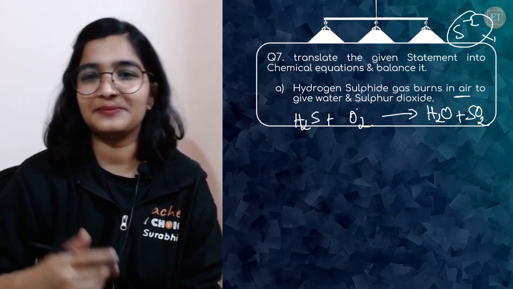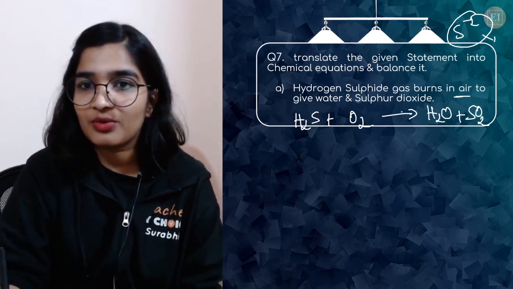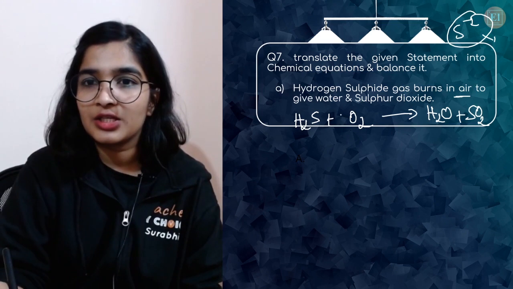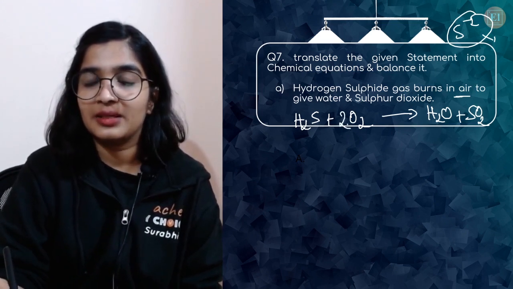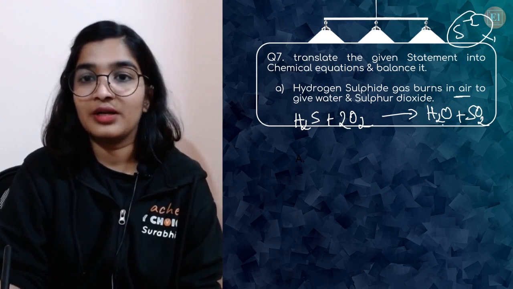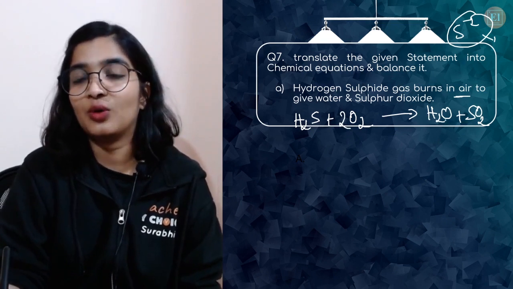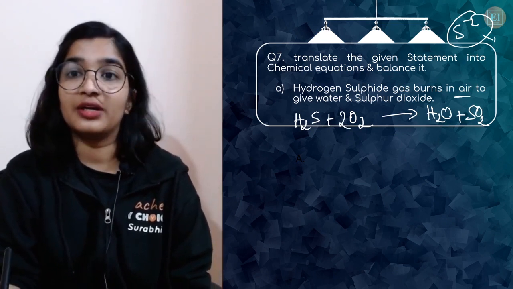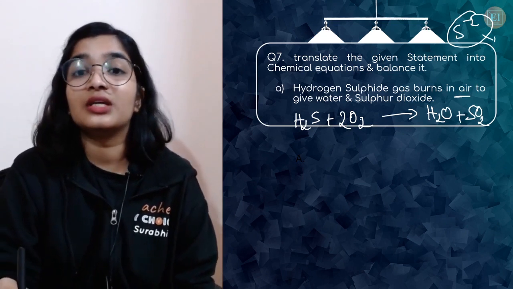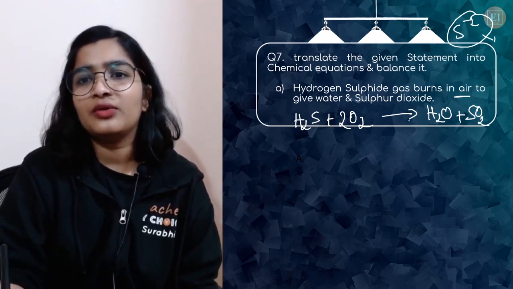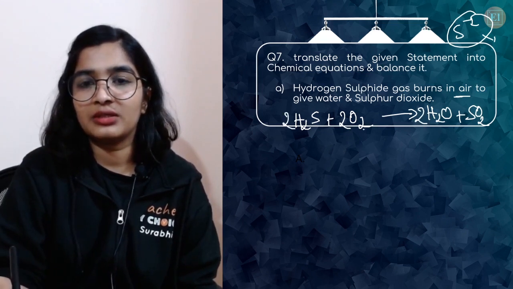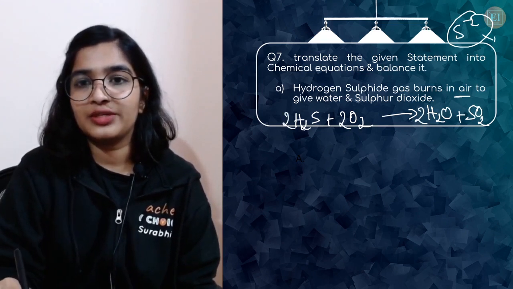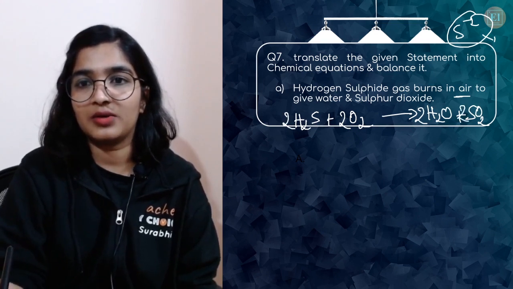Think. So let me just write 2 here. Then it will be H2S plus 2O2, that is 4. Now you have H2O plus SO2. Here you have 3 oxygen atoms, and here you have 4 oxygen atoms. So if I write 2 here, then I have to write 2 here. So 2H2S, 4S2... oh God, what is this?